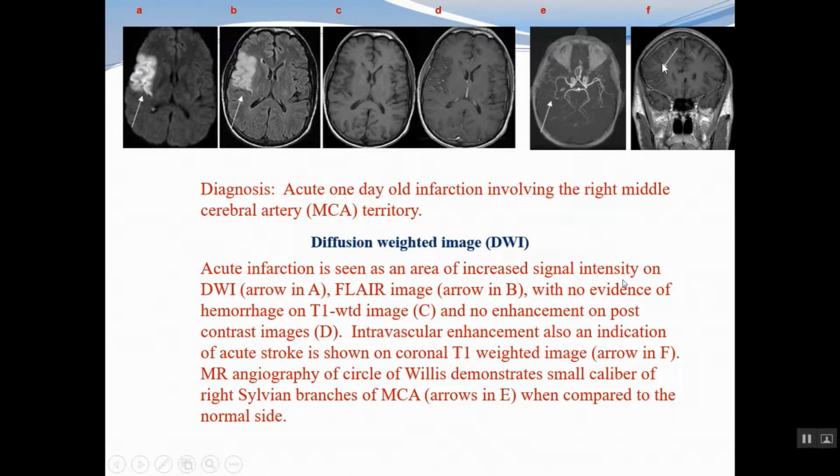T1-weighted image at the arrow. MR angiography of the circle of Willis. Here you see there is a small caliber of the right sylvian branches in comparison to the normal left side.